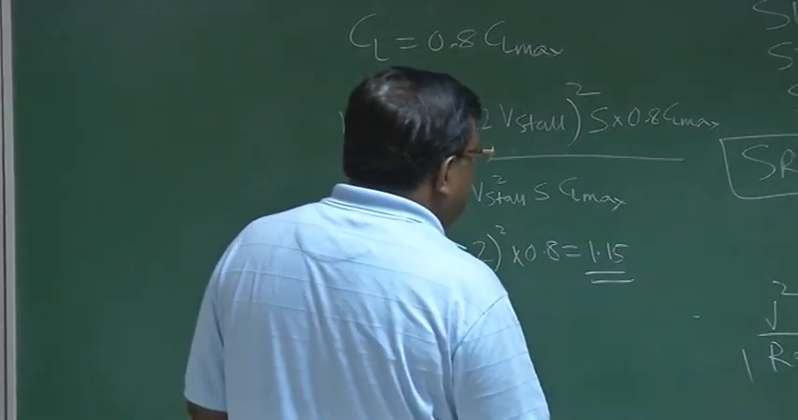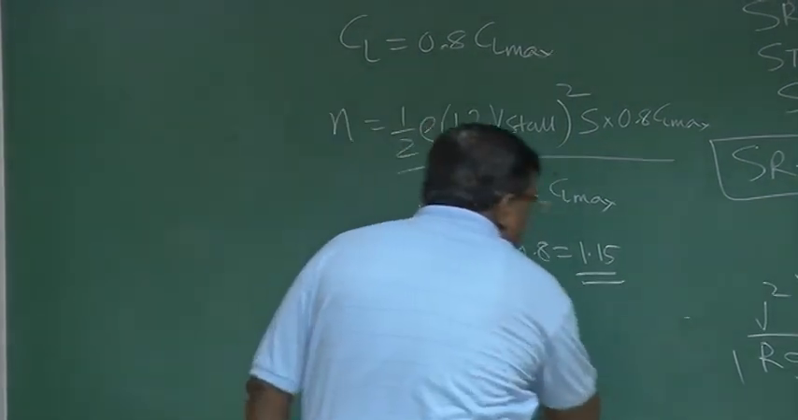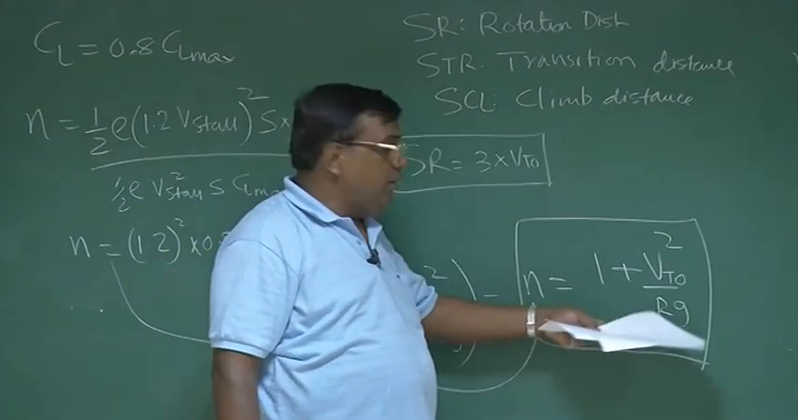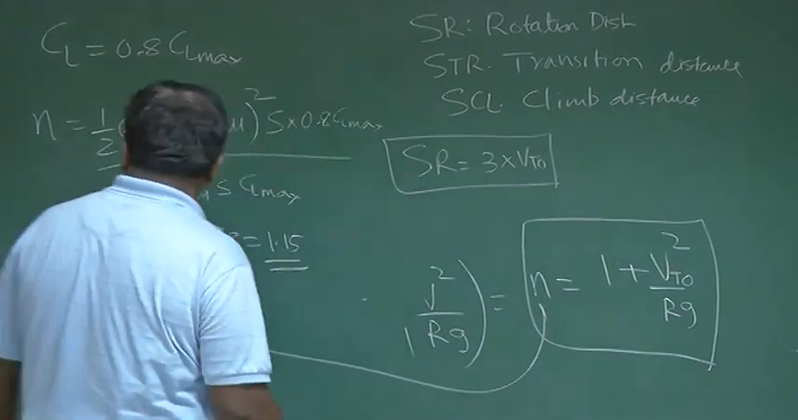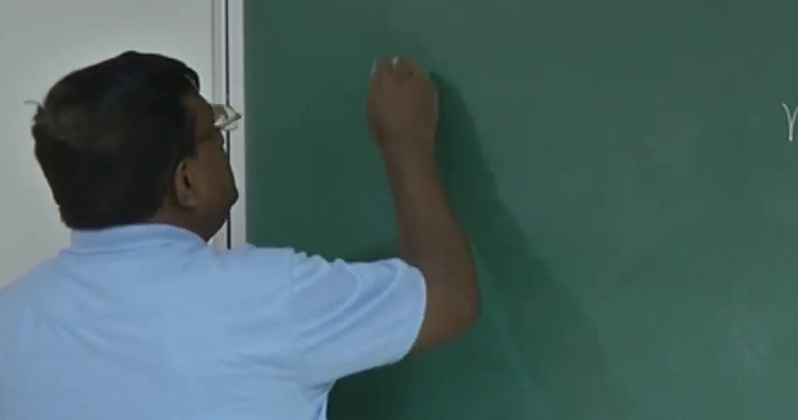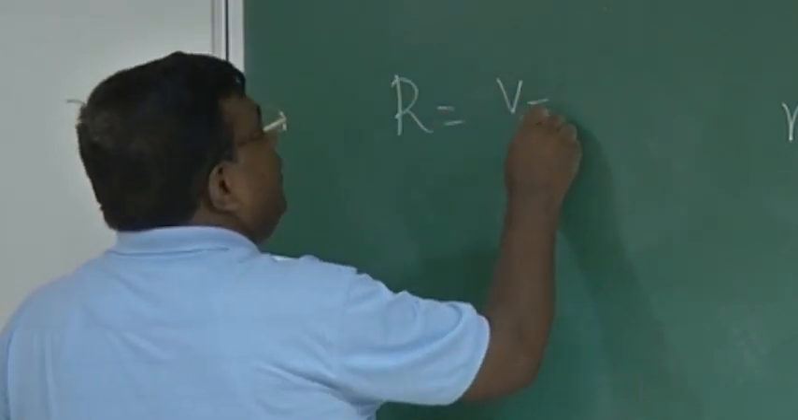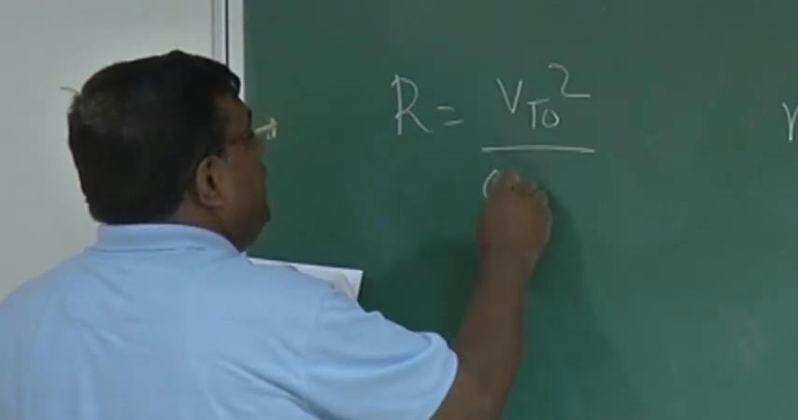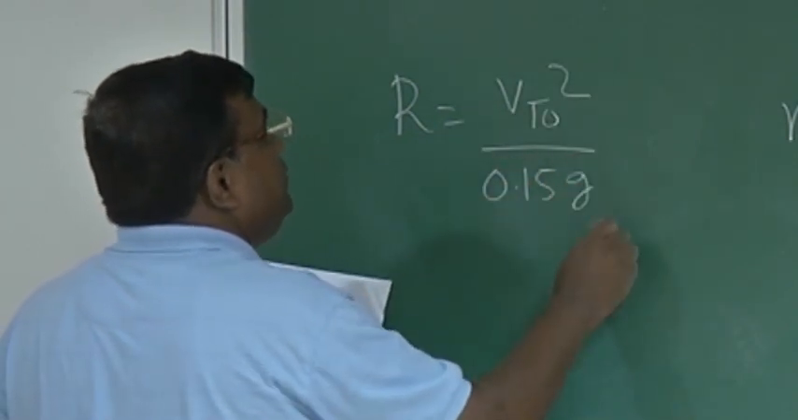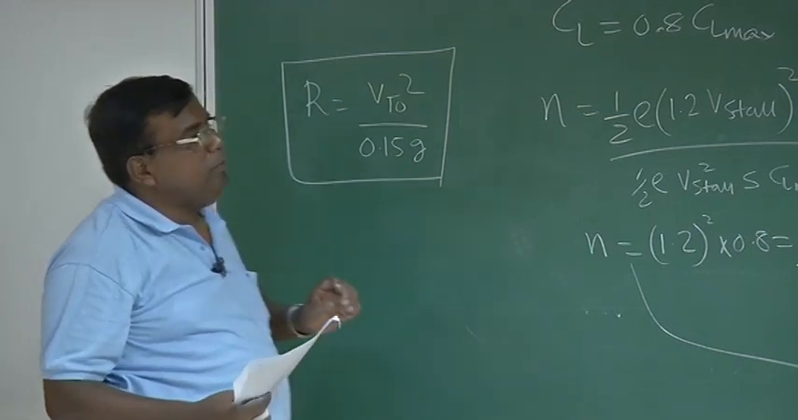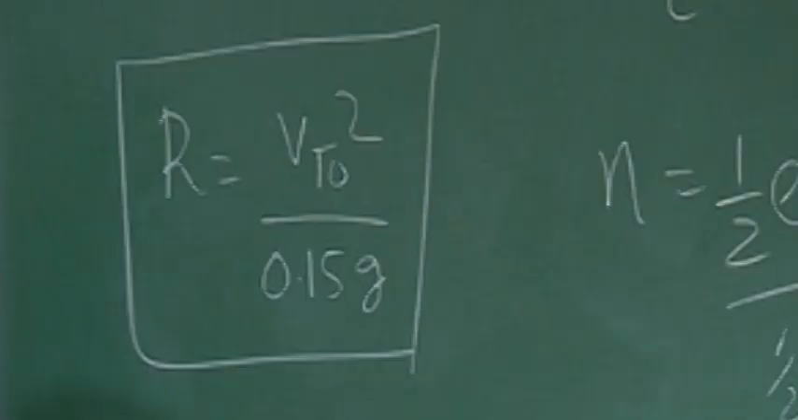So what is the message? Now you know what is N, you know what is V takeoff, find out R. So what will be R? Now R will be V takeoff square by 0.15 g. So please see that by doing this approximation, we know the value of R.